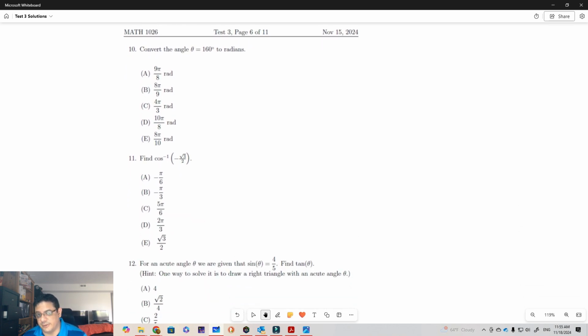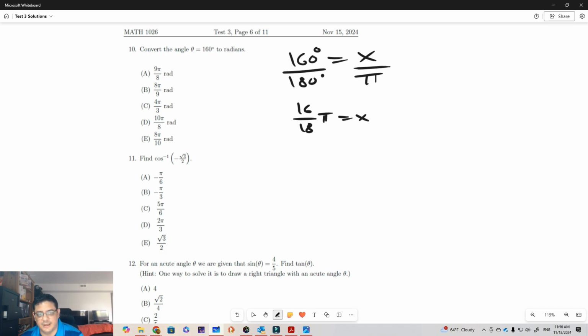Now, let's convert 160 degrees to radians. This is not something we can get from the unit circle, but we can say 160 equals x, and we know that 180 is pi. So we can simplify here. 16 over 18 pi is x, and if we simplify more, we get 8 over 9 pi is x, and this is just answer B.